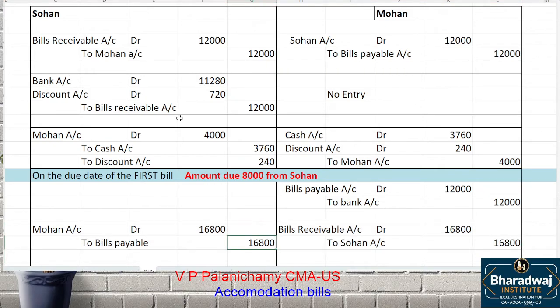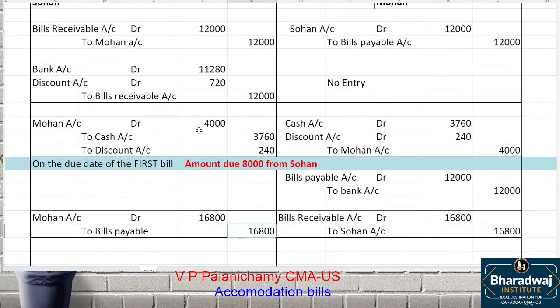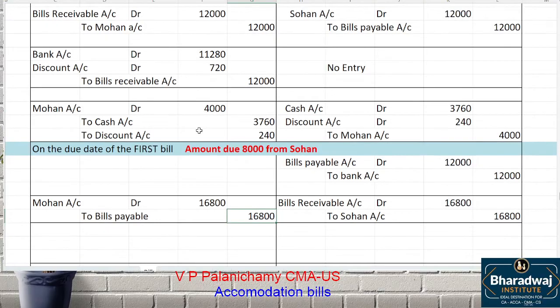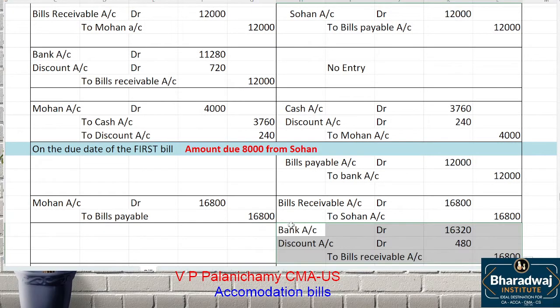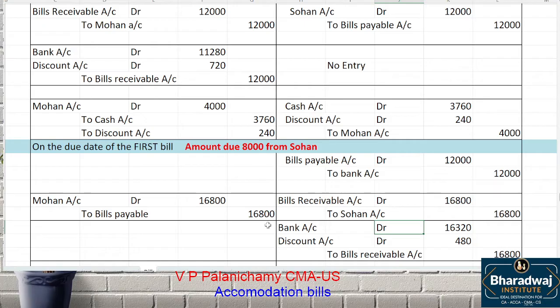And the second bill got discounted by Mohan. It's given in the question. Bank account debit, discount account debit to bills receivable account. Up to this, I hope it is clear.